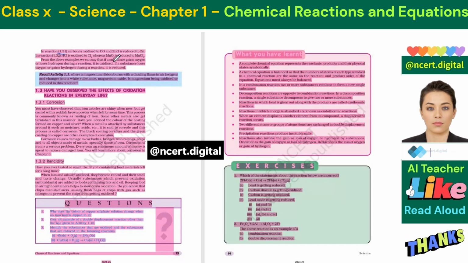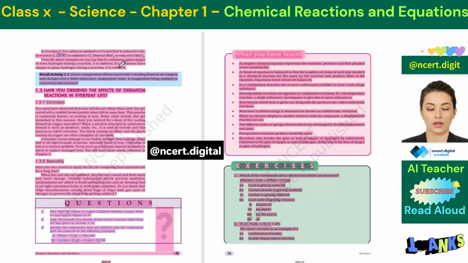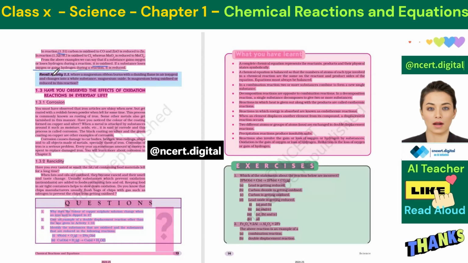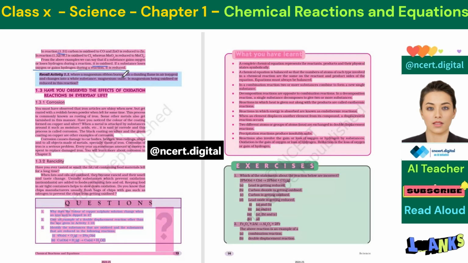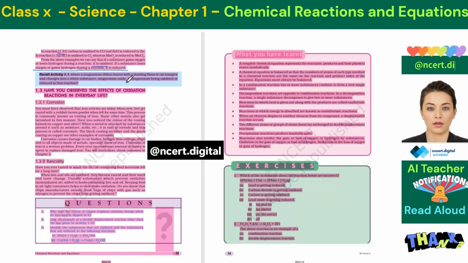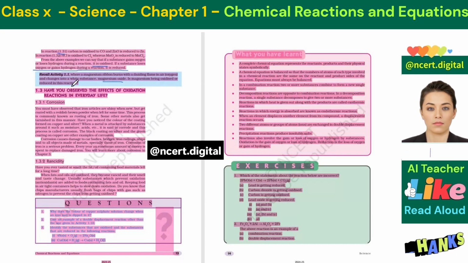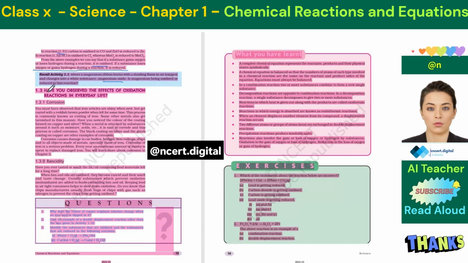From the above examples we can say that if a substance gains oxygen or loses hydrogen during a reaction, it is oxidized. If a substance loses oxygen or gains hydrogen during a reaction, it is reduced. Recall Activity 1.1, where a magnesium ribbon burns with a dazzling flame in air, oxygen, and changes into a white substance, magnesium oxide. Is magnesium being oxidized or reduced in this reaction?